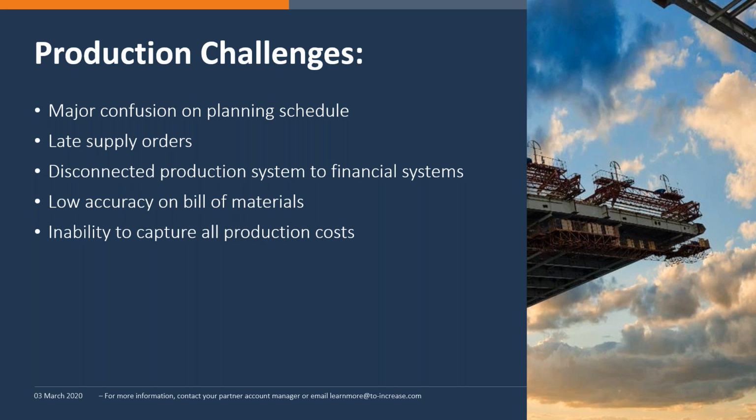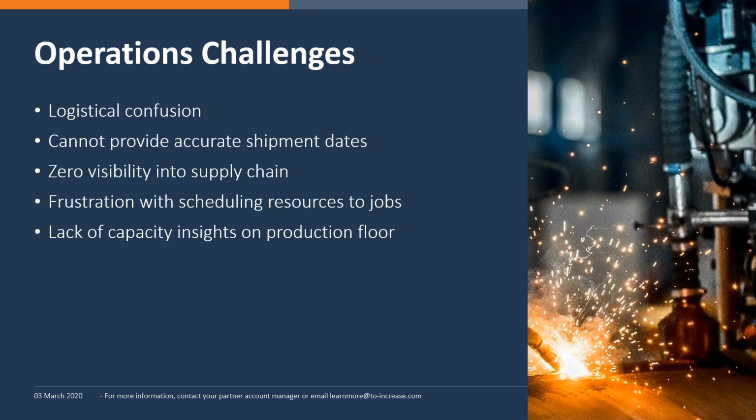So moving on from production challenges, we're going to go to operations challenges. Operationally, we could see a lot of project manufacturing companies, there's confusion logistically. If lead times are not accurate, shipment dates are not accurate, supply orders such as production orders or purchase orders are always consistently late, right?